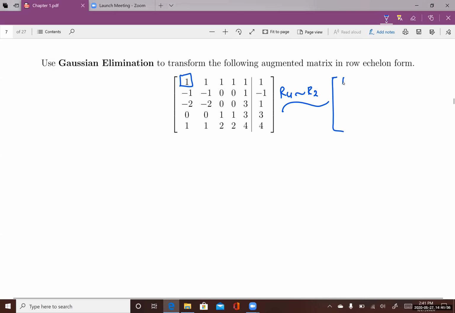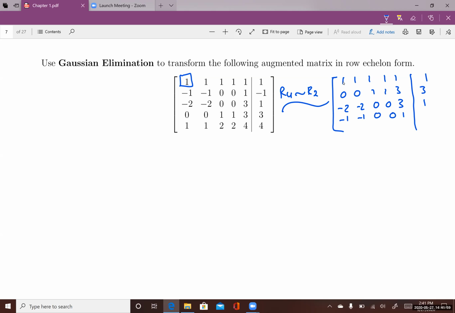So the first row is staying the same: 1, 1, 1, 1, 1, 1. The second row will be 0, 0, 1, 1, 3, 3. The third row is -2, -2, 0, 0, 3, 1. The fourth row is -1, -1, 0, 0, 1, -1. And the last row is the same: 1, 1, 2, 2, 4, 4.